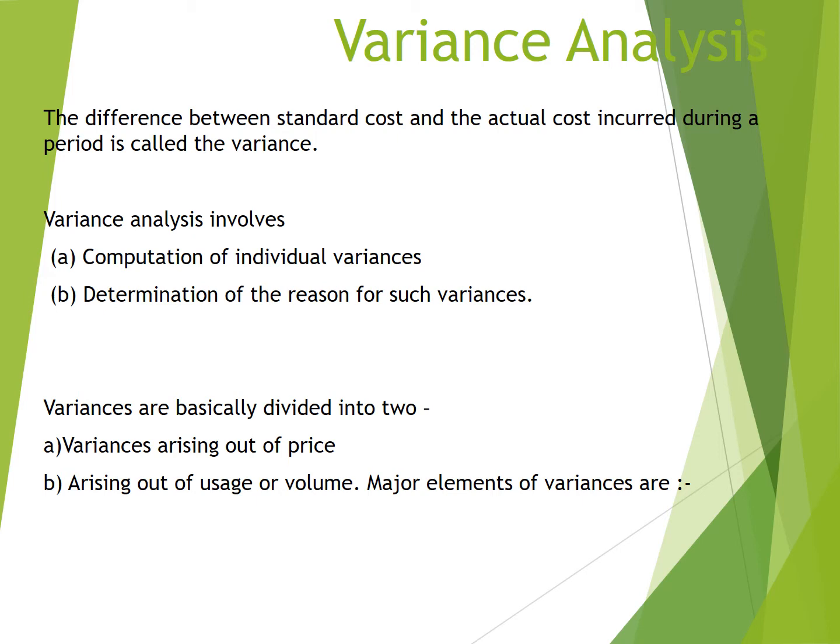There are two steps involved in variance analysis. First one is computation of individual variances. Product wise, item wise, there may be 4 or 5 ingredients for a production, so for each ingredient we have to analyze what the variance is. Then second one, finding out the reason for such variances, why such variances have happened. Variances are basically divided into two. First one, variance arising out of price, and second one is variance arising out of usage or volume.